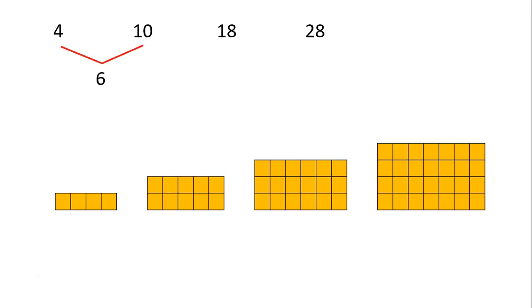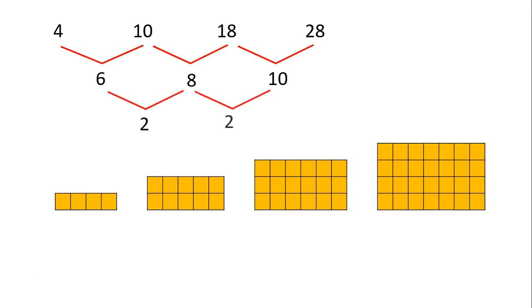If we look at the differences between these numbers, we don't have a common difference, but there's a pattern in those first differences that we see in the second differences. And we can see that the first differences, 6, 8, 10, do form an arithmetic sequence. So if we continue that pattern and add 2 to 10 to get 12, then we know that we can just add 12 to 28 to get the next number in the sequence, which is 40.